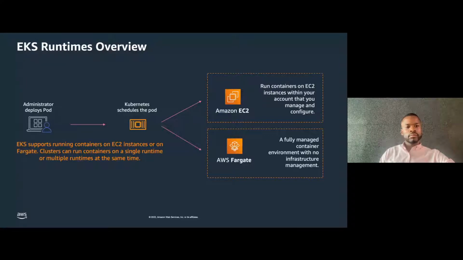In the Fargate profile, we specify the namespaces whose applications are going to be deployed to Fargate, and which namespaces will stay on EC2. So it's really easy, and we can easily implement this on EKS.